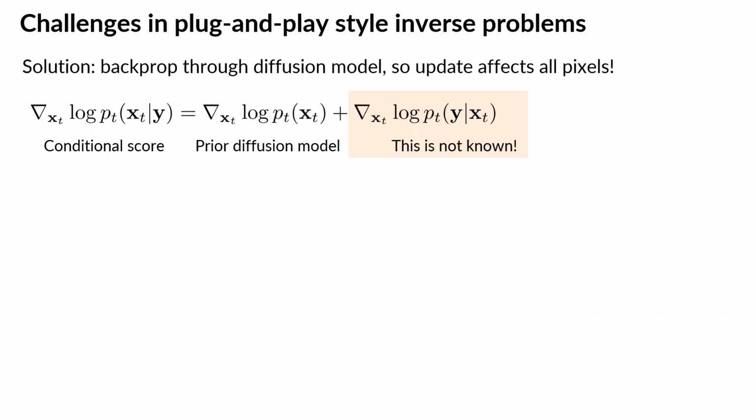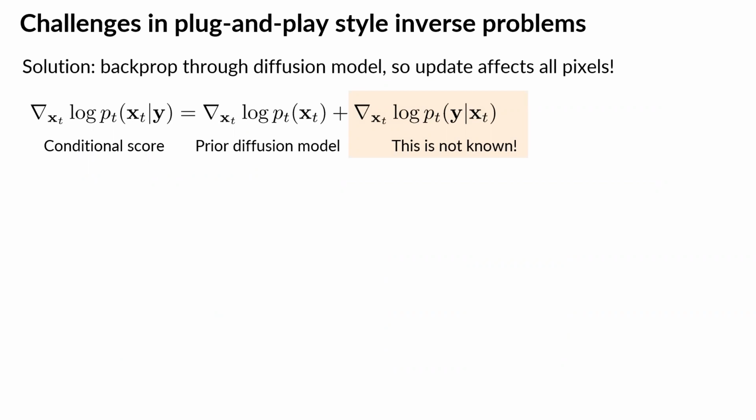So one way to address this, a high-level idea, is that we can try to do backpropagation through the diffusion model. In that case, even if we change a few pixels, this backpropagation will end up affecting all the pixels, and we will try to use this backprop result for the updates.